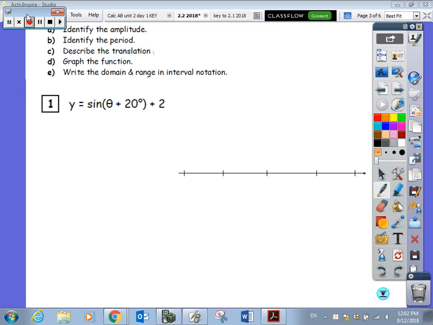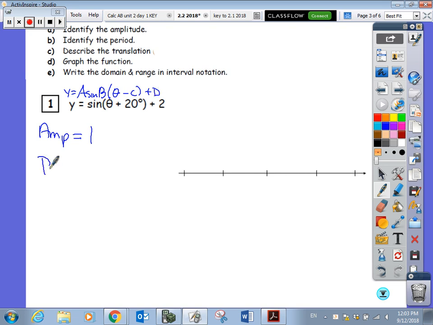Now, if there's a pi, is it in radians? Yes. But if there's not a pi, it's still in radians. Okay? The degree symbol is what makes it degrees. And that is only going to be affected when we do our period and our horizontal shift. So first thing, amplitude. So the amplitude is 1 because we're at y equals a sine b theta minus c plus d. We're just using that general formula.